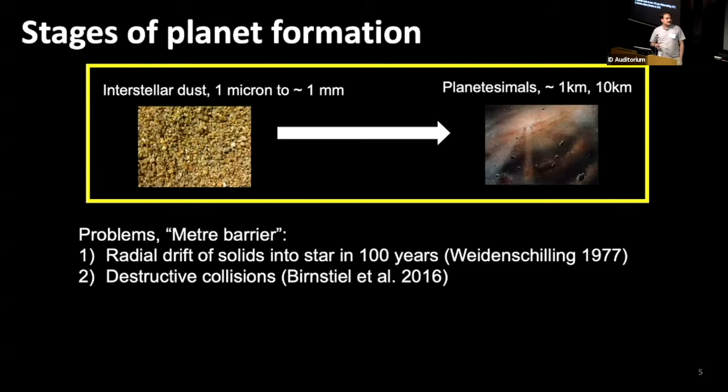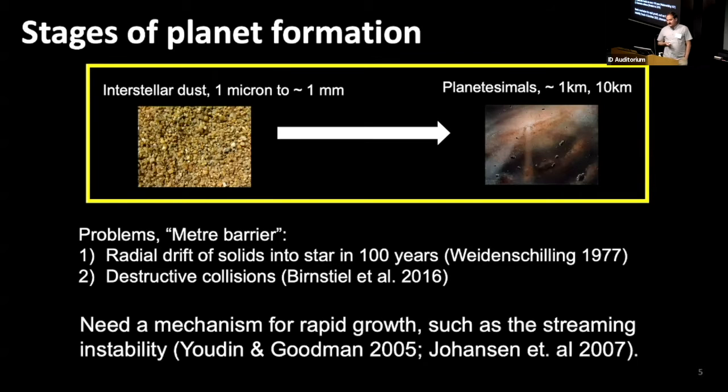And the second one is destructive collisions. So again, somewhere around a meter, might be 10 centimeters, any collisions between these grains are going to be at a high enough velocity that they'll actually destroy each other rather than grow. So we need something that is able to go directly from this millimeter-sized dust to planetesimals. And such a mechanism was proposed several years ago, known as the streaming instability.